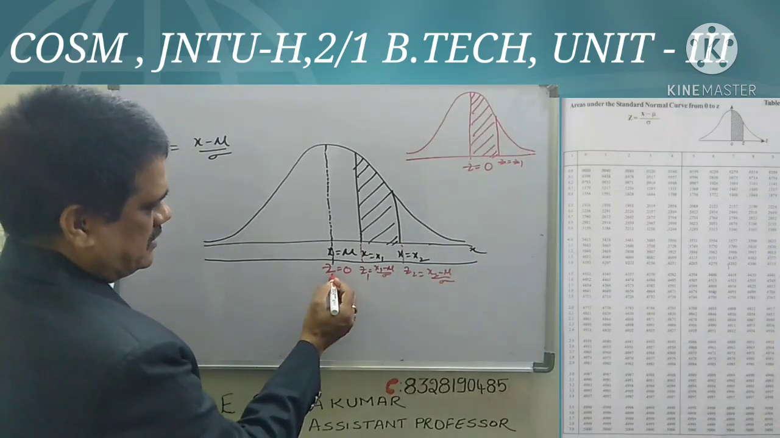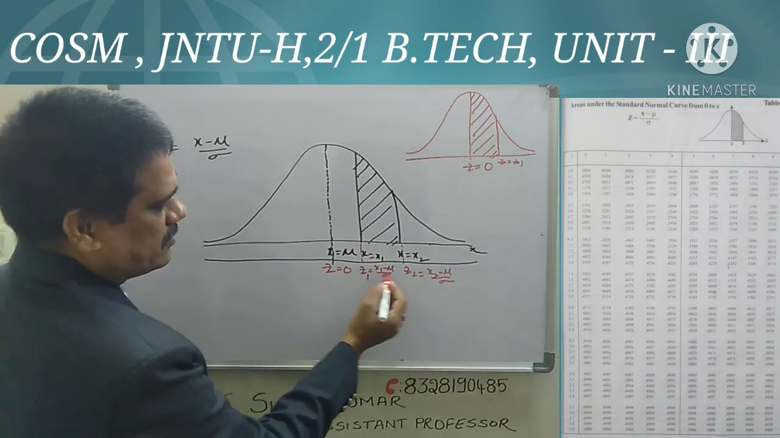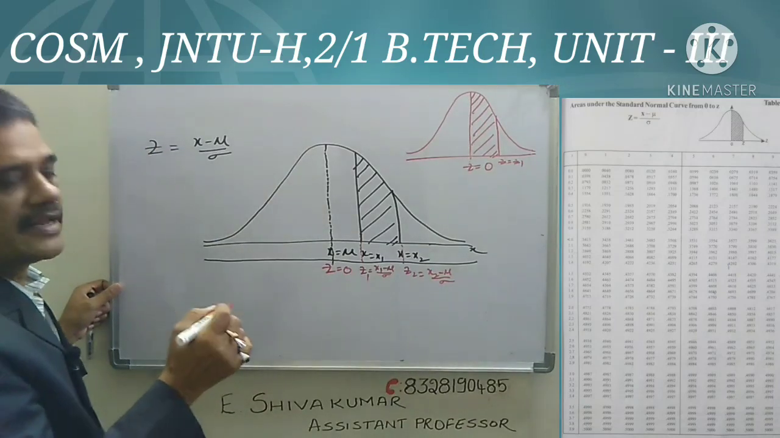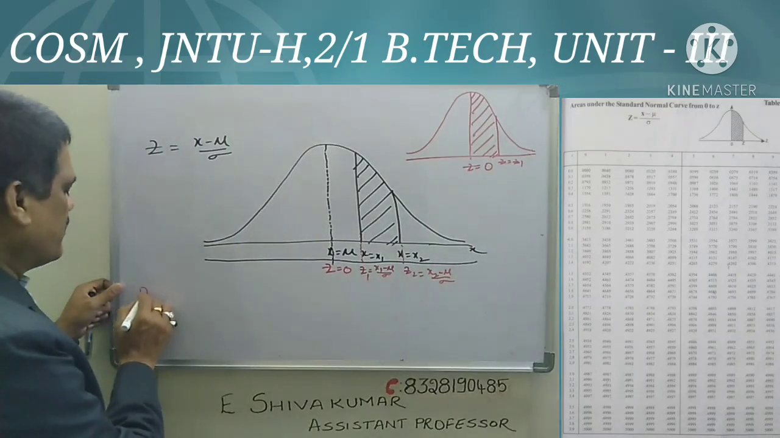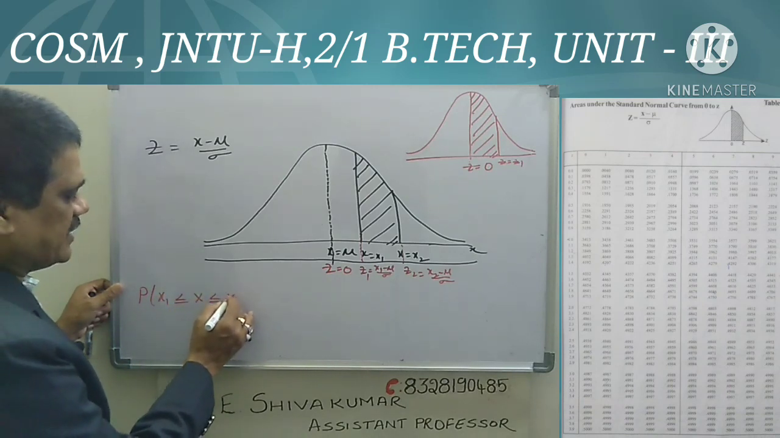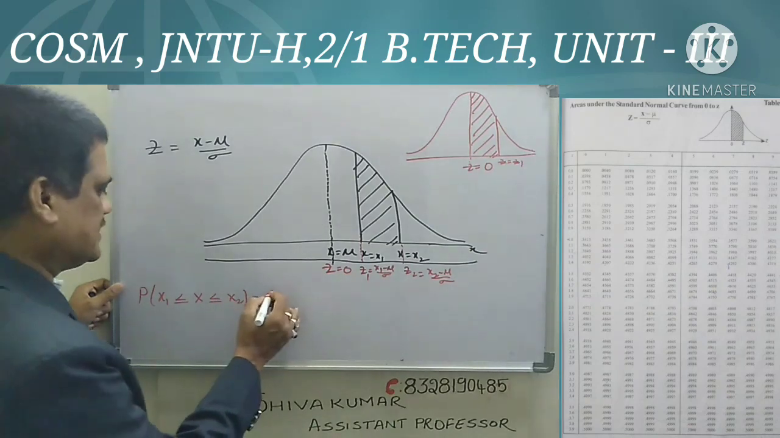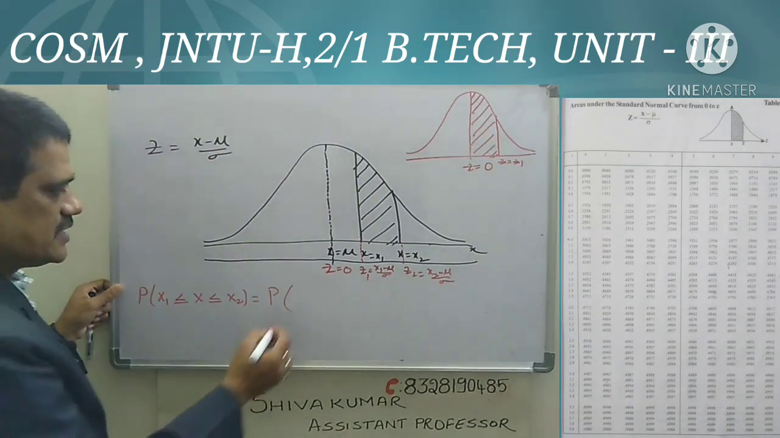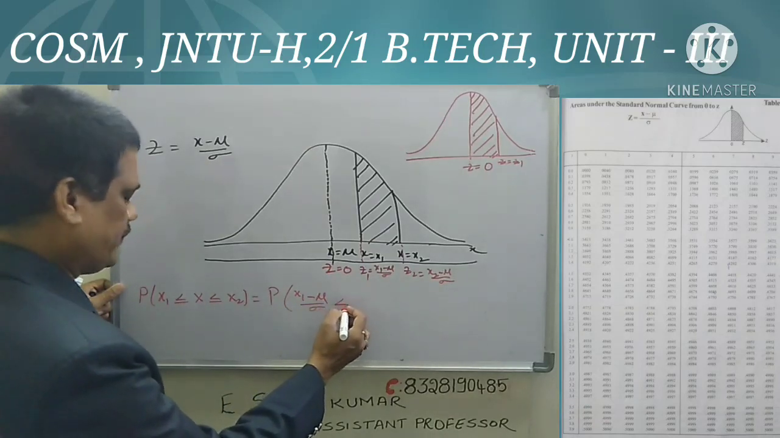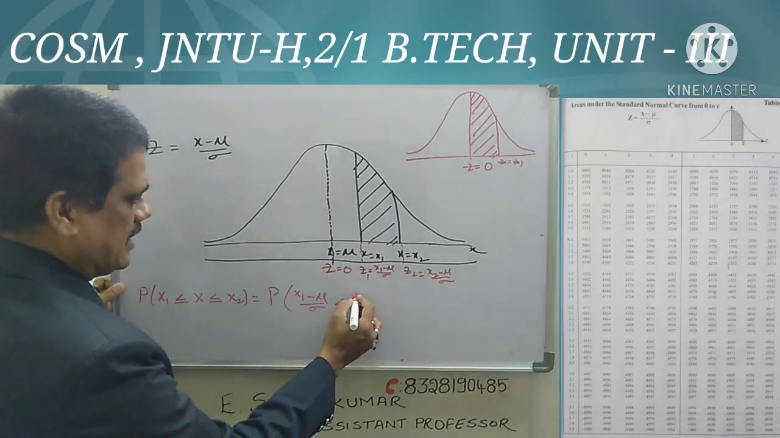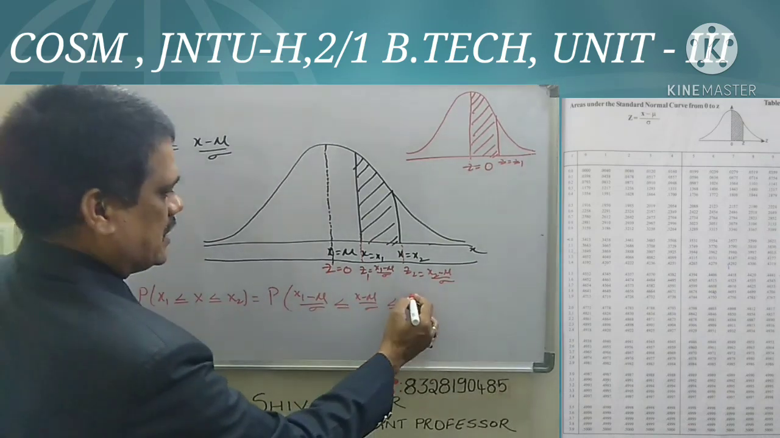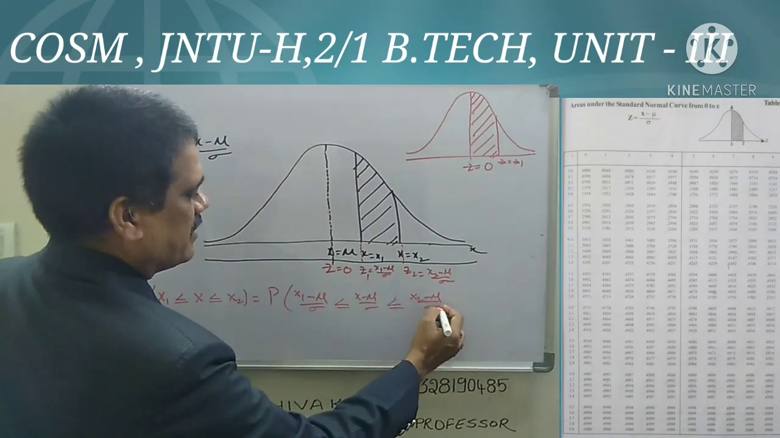First I will calculate the area from z equals 0 to z equals z2, which I will represent with a capital letter. If you want to calculate the probability of x1 less than or equal to x less than or equal to x2, I will write this in the standard normal variate like this: x1 minus mu divided by sigma is less than x minus mu divided by sigma, which is less than or equal to x2 minus mu divided by sigma.